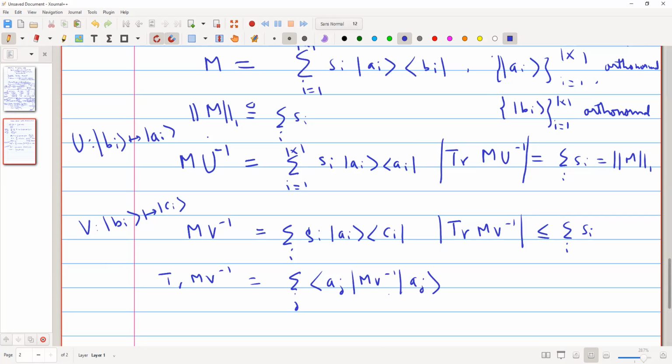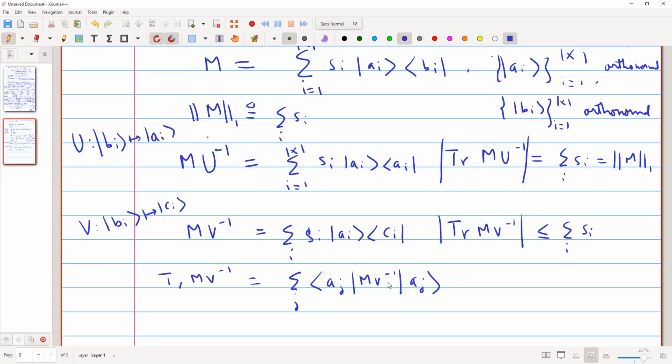So what is this notation? This is saying take the matrix MV inverse, apply it to the vector ket AJ, and then multiply that vector by the bra vector bra AJ. So what is this giving me?